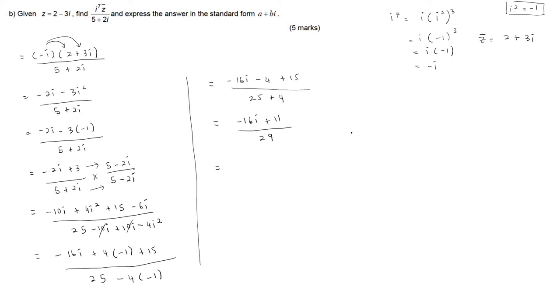Okay, the standard form of complex numbers is a plus bi. So a is 11 over 29, and then b is the term with i, so minus 16 over 29 i, and this will be the final answer.